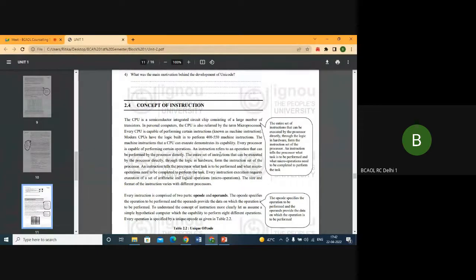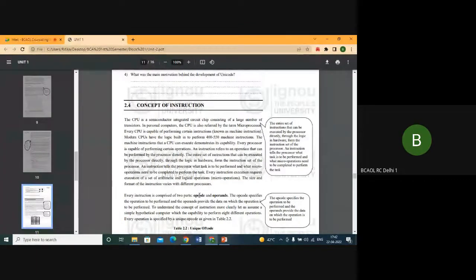Each instruction is comprised of two parts. An instruction, which is also known as a micro operation, has two parts: one is an opcode and the other is an operand. Do you understand what opcode and operand are? Opcode is your operation code. What operation has to be done? What micro operation has to be done? That means you want to add, you want to subtract. It can be a logic micro operation, a relational micro operation, or an arithmetic micro operation.